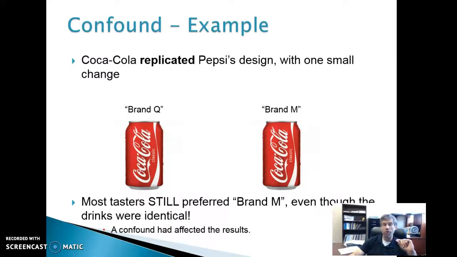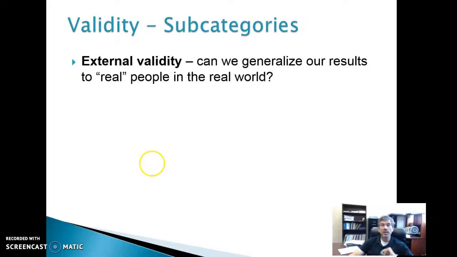It's not necessarily the things that you would expect. You wouldn't expect whether it's called Q or M to affect people's preference ratings of the flavor, but it did. It very consistently did. So confounds can be very subtle, but they are very, very influential. We can no longer say that people preferred brand M because Pepsi was in it. It might just be because the letter M was involved. So that's internal validity, accuracy inside the study.